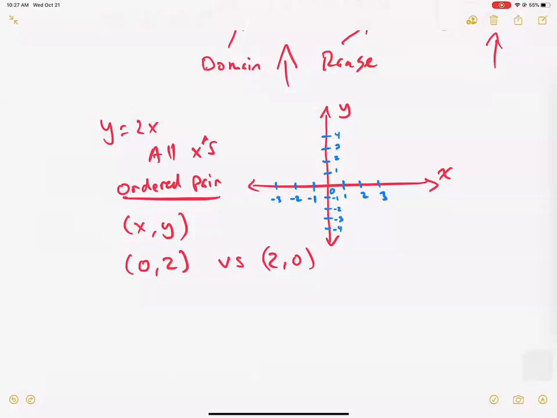Okay, so let's look at this point. So whatever number is your first number, that's always your x, and your second number is your y. First number is x, second number is y.